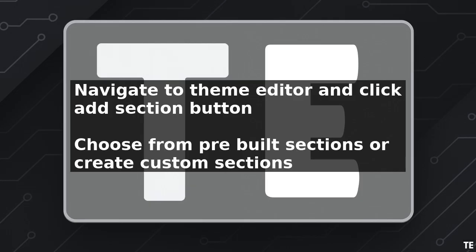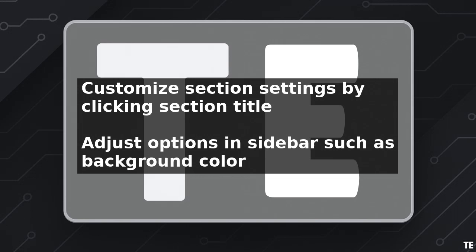You can choose from a variety of pre-built sections such as image, text, and rich text, or you can create your own custom sections using Shopify's section builder. Once you have added a section, you can customize its settings by clicking on the section title and adjusting the options in the sidebar. For example, you can change the background color, add a heading, or upload an image.